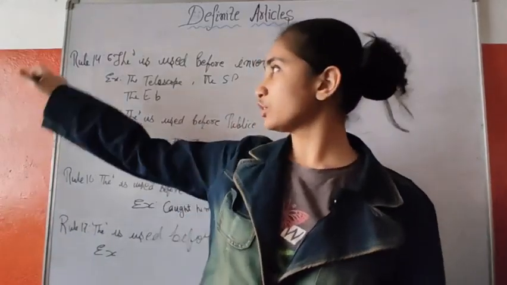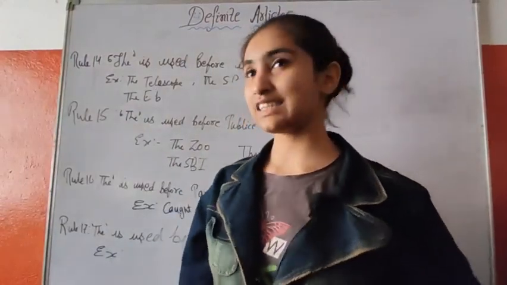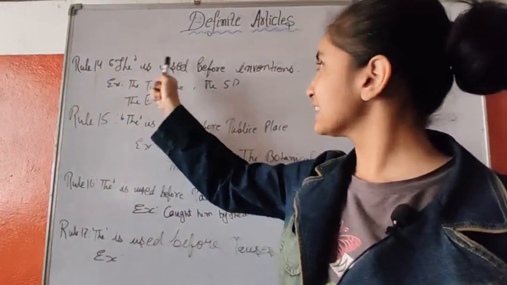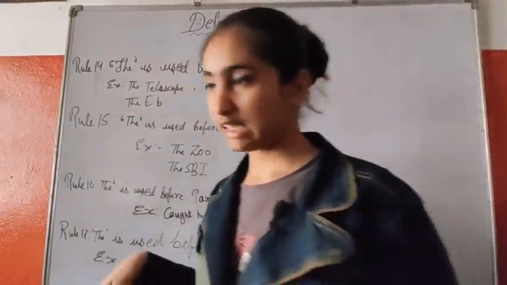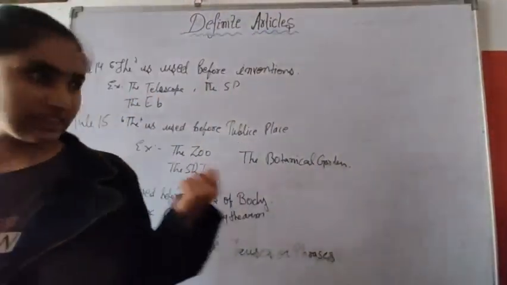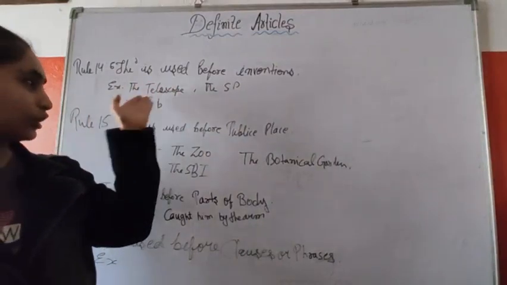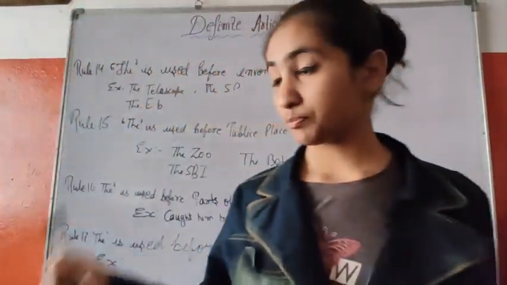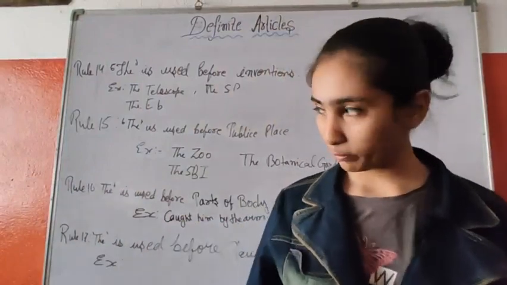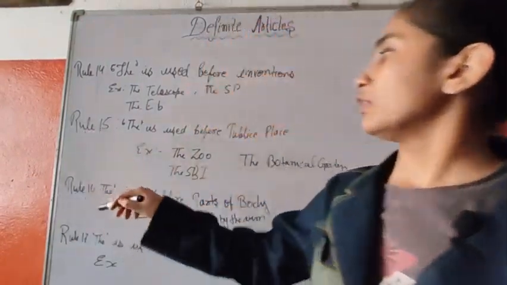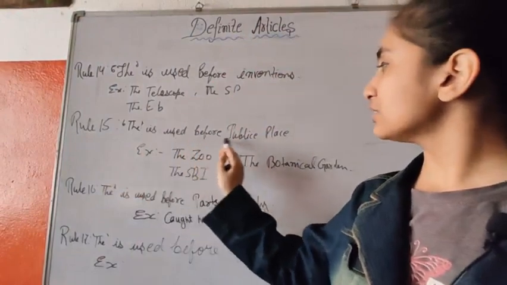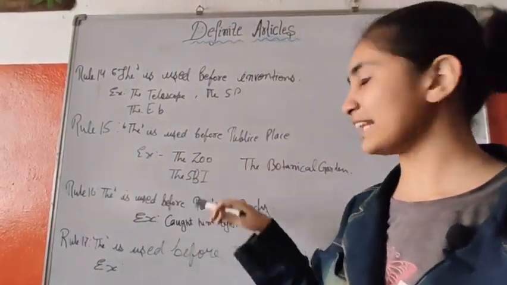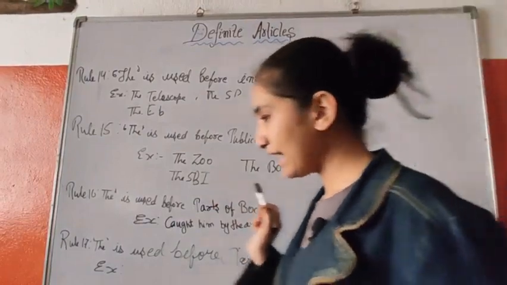Move to our next rule, rule number 14, and let's see what rule number 14 says. Rule number 14 says that "the" is used before inventions. Inventions, it means just like the telescope, the electric bulb, the safety pin, the adhesive tape and the stethoscope. Okay guys, so rule number 15. "The" is used before public places. For example, the zoo, the SBI, the State Bank of India, the Botanical Garden.